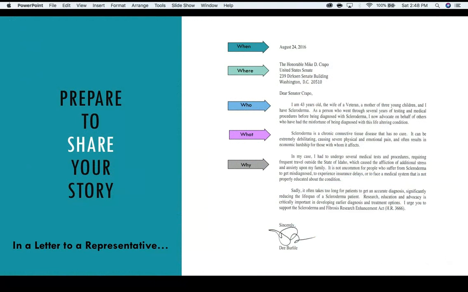As with delivering an elevator speech, a letter to a representative should also include the who, what, where, when, and why. Make sure the letter includes the date, the address to where it's being sent, along with a brief 3-4 sentence explanation of who you are. The next two paragraphs should include what your purpose is for writing the letter and should also conclude with why it's important to you and why it should be important to them as your representative.